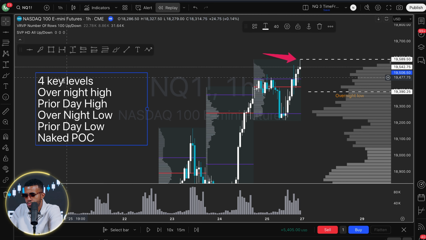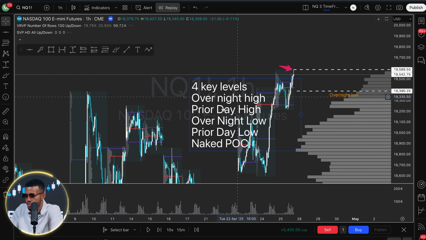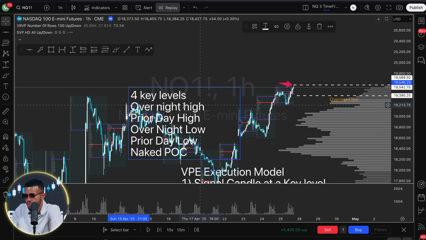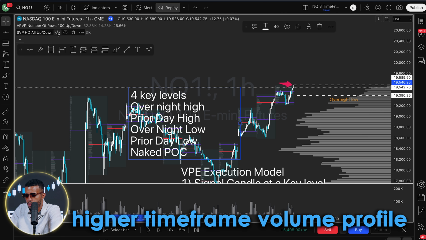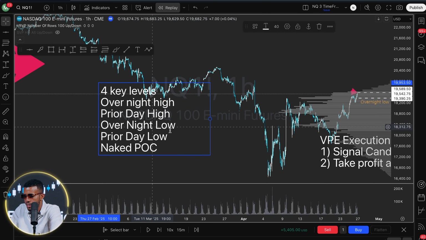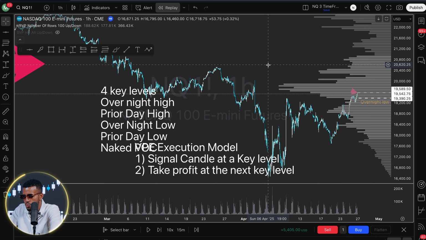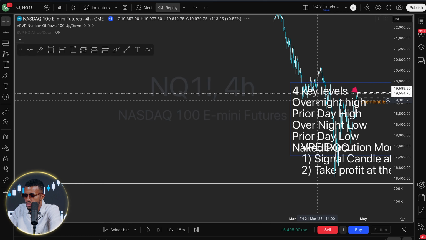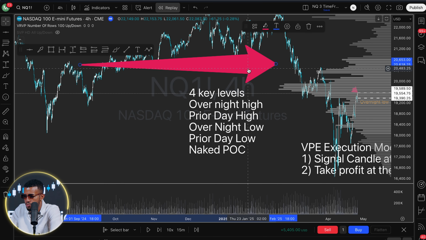Because of the edges of the volume profile: overnight high, prior day high, overnight low, prior day low, and naked points of control. The other layer to this that's really going to give you massive amounts of edge is the higher time frame volume profile. So on top of these 4 key levels, you want to align your executions with, let's just go to the 4-hour, the higher time frame volume profile.